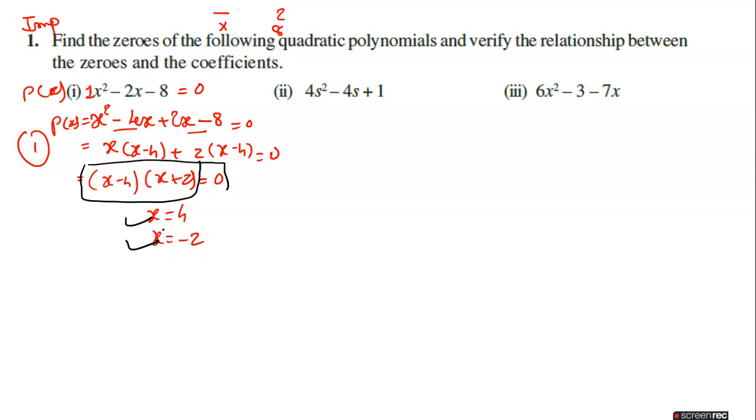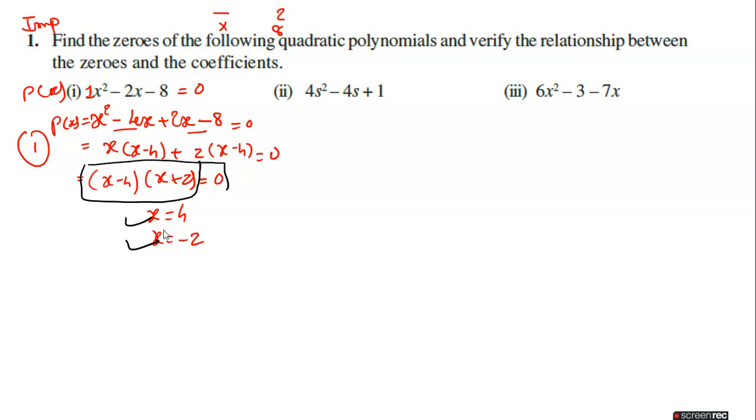Relationship, okay, relationship means which type of relationship? So the sum of zeros and the product of zeros is called the relationship. Now you will ask, sir, why not the subtraction of zeros? Why not the division of zeros? Because that doesn't come in the syllabus. In the syllabus, I have never seen this type of thing.